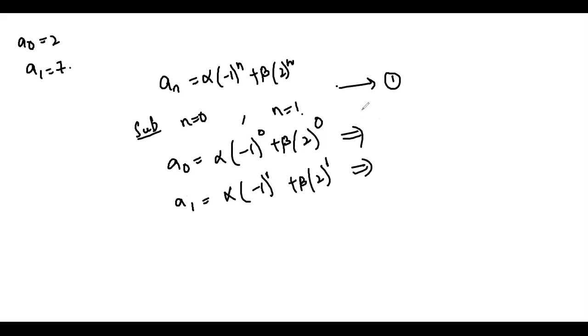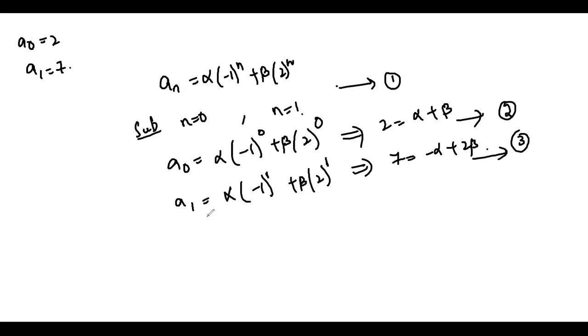So this will give us the equations. What is the value of a0? 2 is equal to alpha plus beta, since (-1)^0 and 2^0 are 1, and a1 is given as 7. 7 is equal to minus alpha plus 2 beta. Now when we solve these two equations, equations 2 and 3, to find the values of alpha and beta, we will get alpha is equal to minus 1 and beta is equal to 3, I believe.